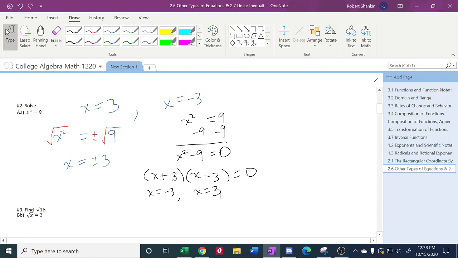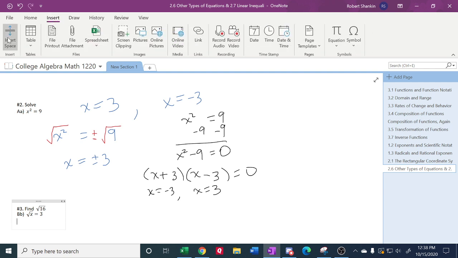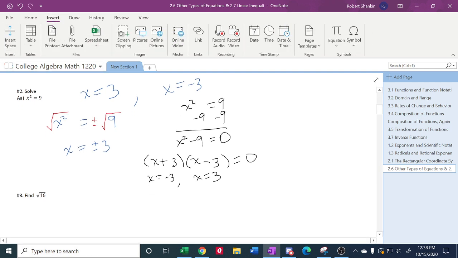And go to number 3. Alright, number 3. Find the square root of 16.